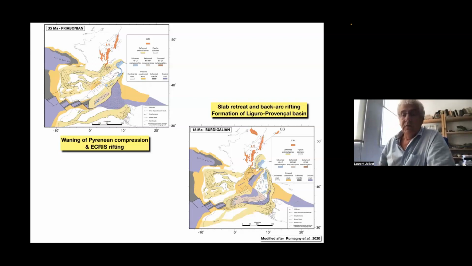And the second one shows mostly back arc extension, which is the typical Mediterranean geodynamics as we know it. But the rift itself occurred just before that back arc extension, somehow between the end of the Pyrenean compression and the beginning of the back arc extension, with some slight overlap.